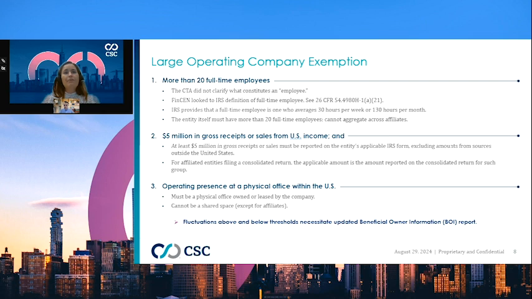And third, the company must have an operating presence at a physical office within the U.S. This has been defined to mean a physical location where the entity regularly conducts business. The location must be owned or leased by the entity, and it must be physically distinct from the place of business of any other unaffiliated entities. FinCEN acknowledges that it's possible for companies to fluctuate above and below one or both of the employee or the gross receipts or sales thresholds. When that occurs, the reporting company must file an updated BOI report. Updated BOI reports are due within 30 days of the occurrence of that change.